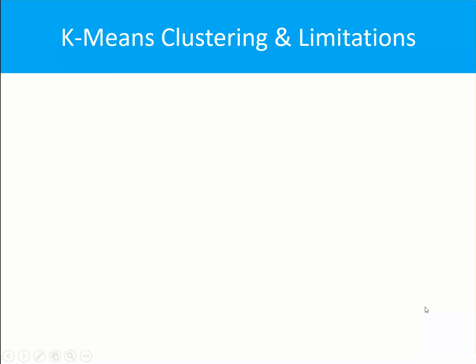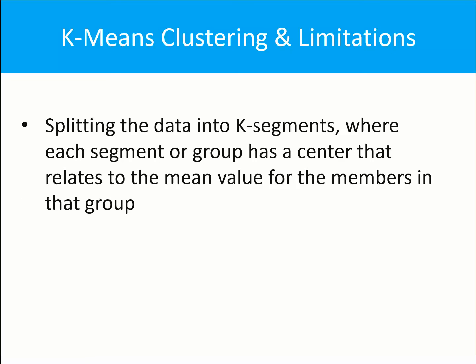So what is k-means clustering? K-means clustering is basically a process to split the data into k segments, where each segment or group has a center that relates to the mean value or the average value of the members within that group. So the mission here is to place the center points in a place where the total of the sum of distances between the centers and the members in the respective groups is minimized.